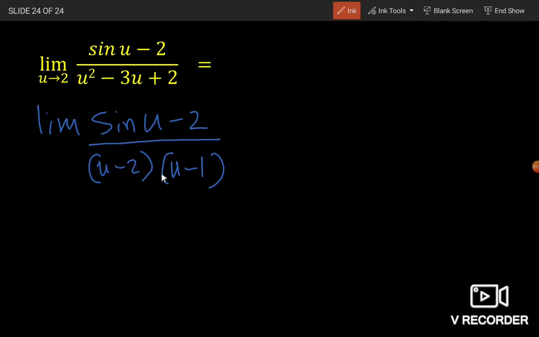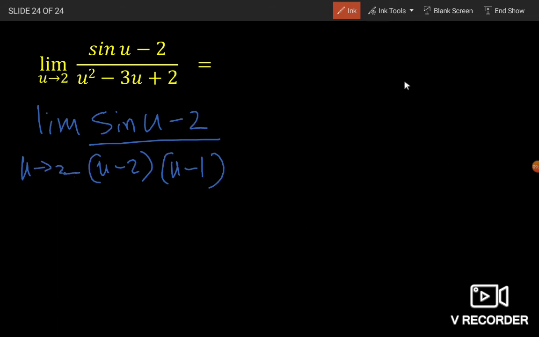Let's see, u times u will be u squared. Negative 2 times negative 1 is 2. Negative 2u plus negative u will give you negative 3u. So basically, u squared minus 3u plus 2 is equal to the product of u minus 2 and u minus 1. So just to complete, I'll put here as u approaches 2.